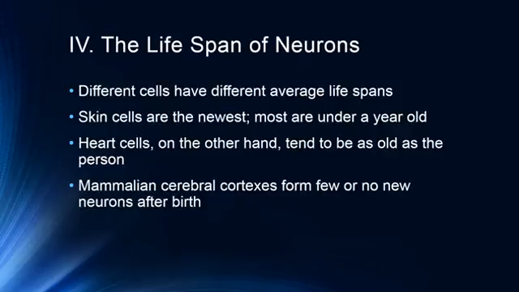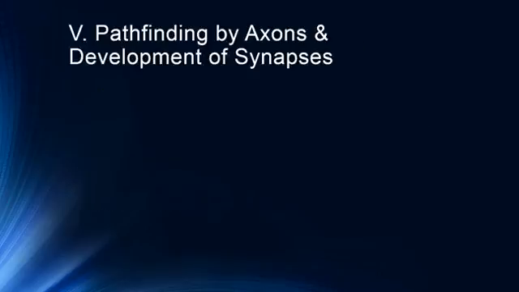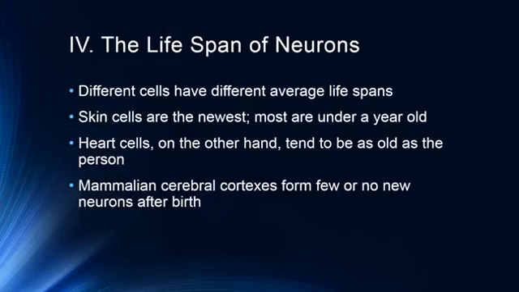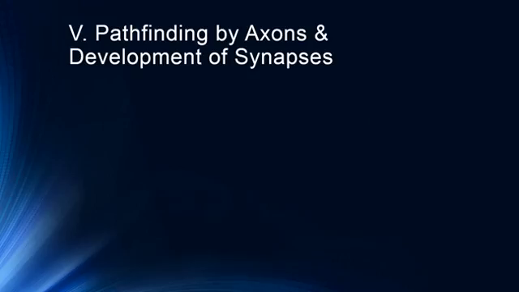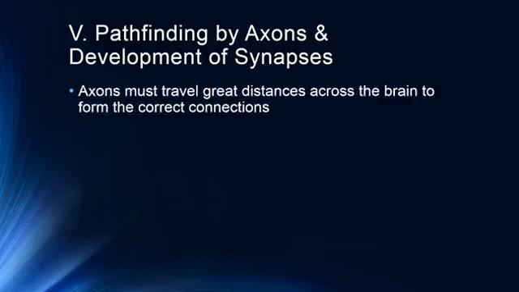The mammalian cerebral cortices form few or no new neurons after birth. Subcortical structures seem to be where most of the neurogenesis is occurring. So we develop new neurons, but they certainly die, and we'll talk about this process called apoptosis, by which those neurons undergo cellular death. One of the important processes by which our neural system develops is by pathfinding of axons and the development of synapses.